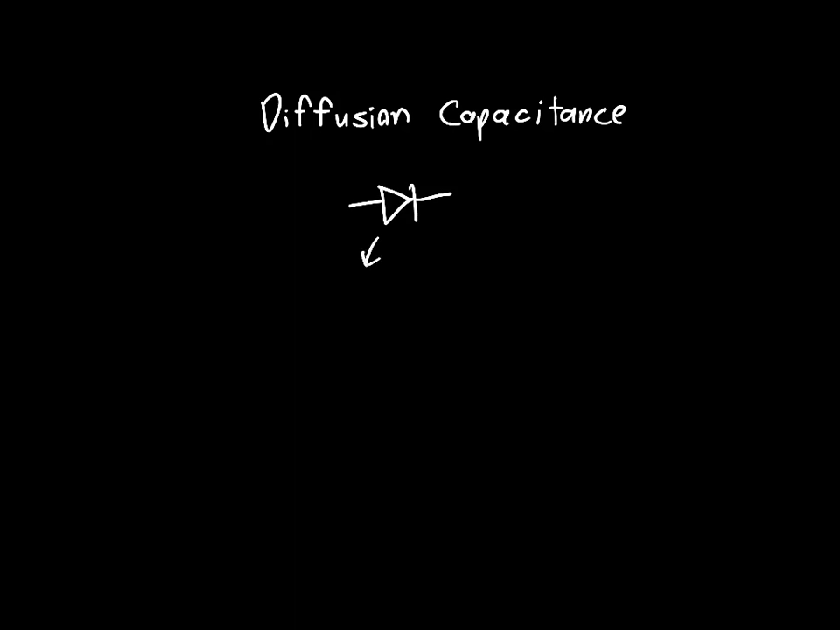So in this video, we're going to be talking about the diffusion capacitance of a PN junction diode. And the diffusion capacitance is the first step in creating a linear model of the diode, decomposing the diode into a set of resistors and capacitors that approximate the diode's behavior.